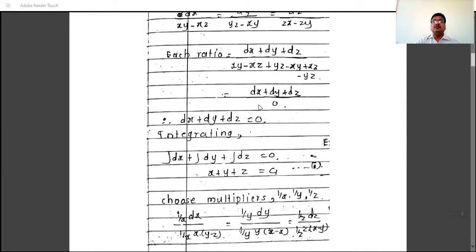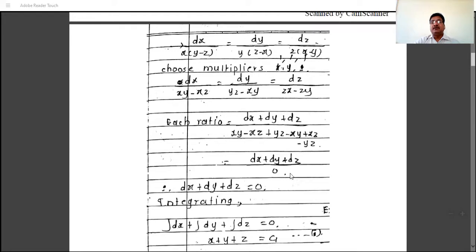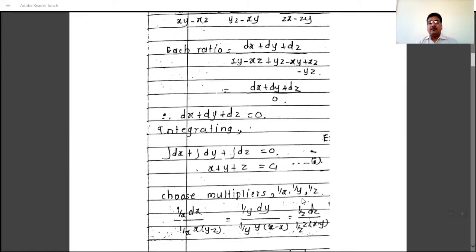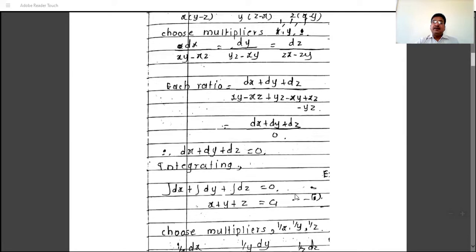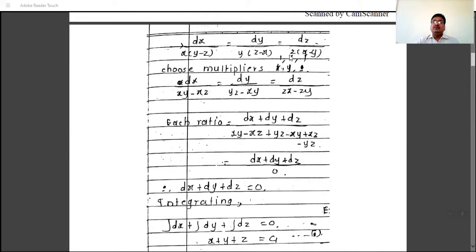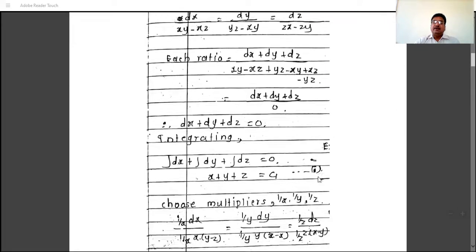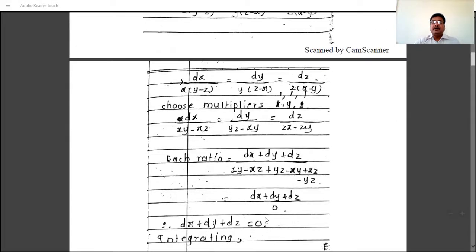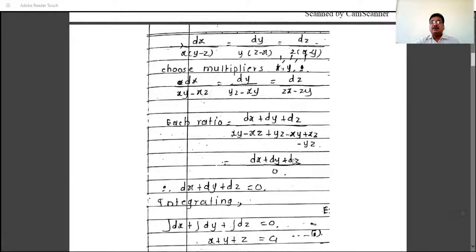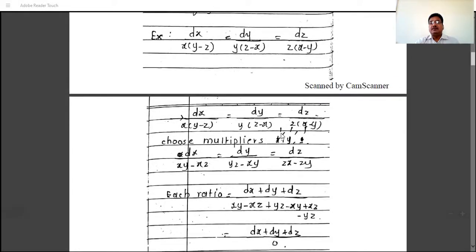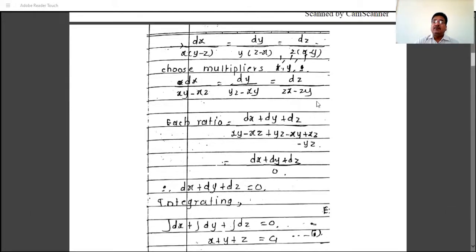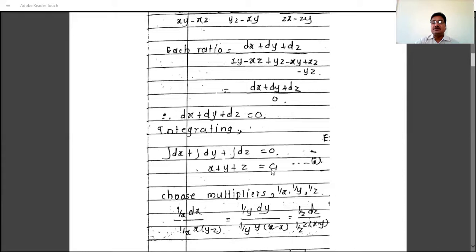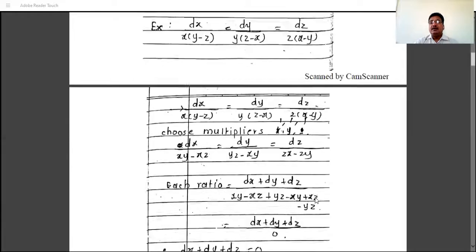So the first multipliers are 1, 1, 1, and these 1 by x, 1 by y and 1 by z are linearly independent multipliers of the first. That is, if we take multiples of this 1, 1, 1, then the multipliers are linearly dependent on this 1, 1, 1. That is, if we take the multipliers as x, x, x, or 1 by y, 1 by y, 1 by y, then we get the same solution, that x plus y plus z is equal to c1. So these multipliers 1 by x, 1 by y and 1 by z are linearly independent.